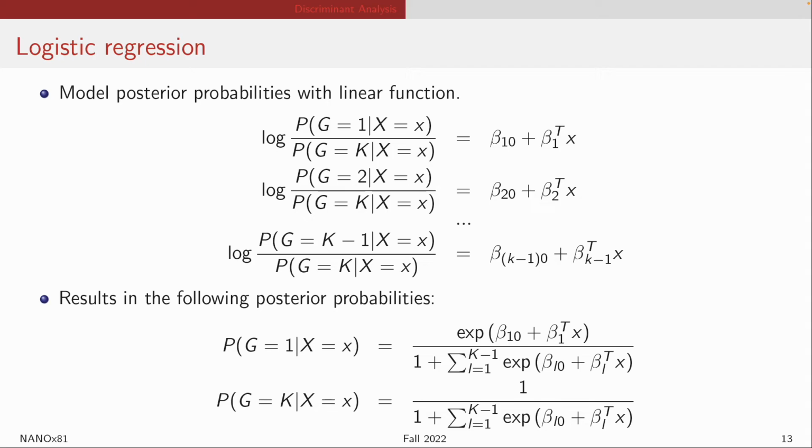You can express it in terms of the ratios of 1 to k, 2 to k, and k minus 1 to k. And if you rearrange the terms, you can actually show that the posterior probabilities are then given by this expression over here, okay? Essentially, it is an exponent of this function divided by 1 plus the summation of the exponents of all the different classes, okay?